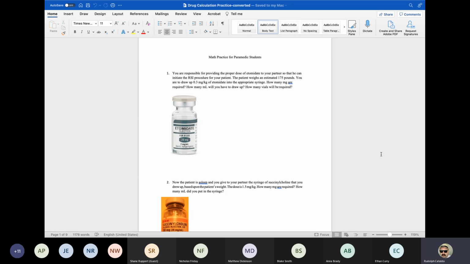But number one, you're responsible for providing the proper dose of etomidate to your partner so that he can initiate the RSI procedure for your patient. Patient weighs 175 pounds. You need to draw up 0.3 milligrams per kilogram of etomidate into a syringe. First thing is, how many milligrams are required? How do we figure that out?